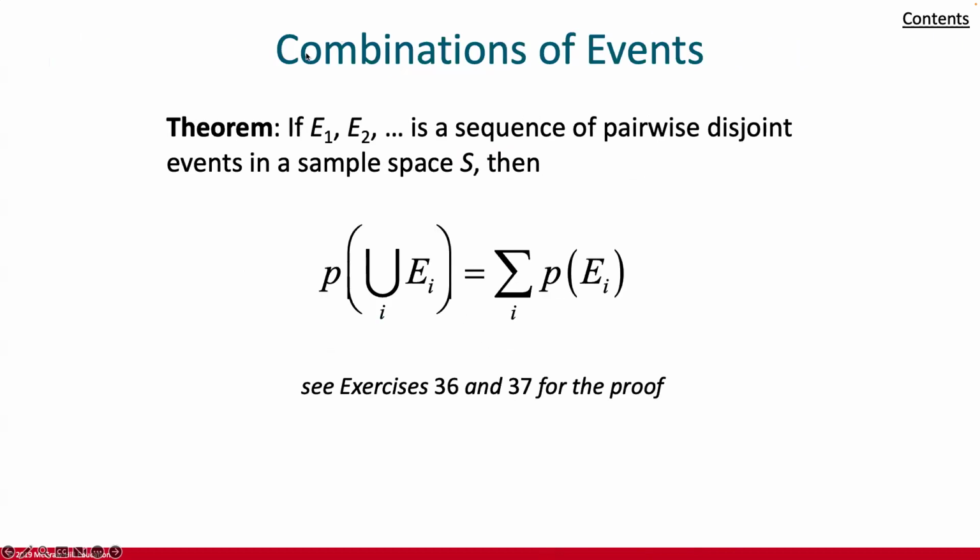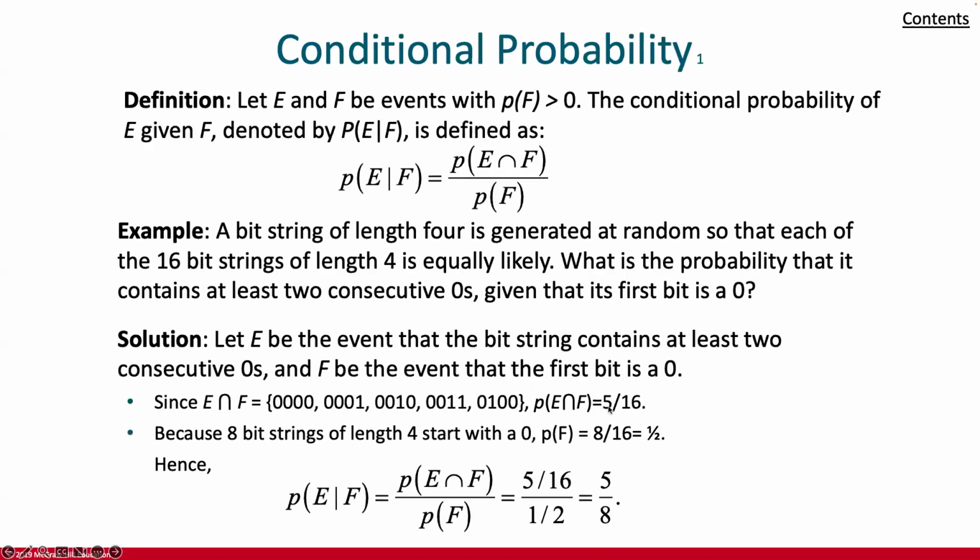We can also do a combination of events. If E1, E2, ... is a sequence of pairwise disjoint events in the sample space, then we can have this relationship. And I'll refer you to Rosen, as well as exercises 36 and 37, for walking through the justification for that. In terms of conditional probability, that's where we have this.